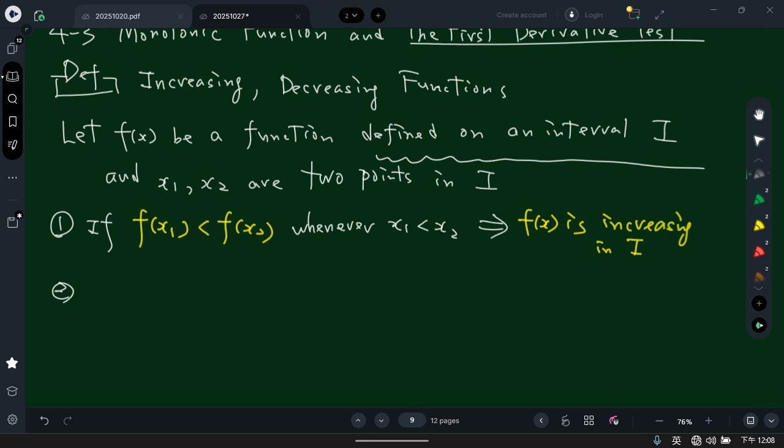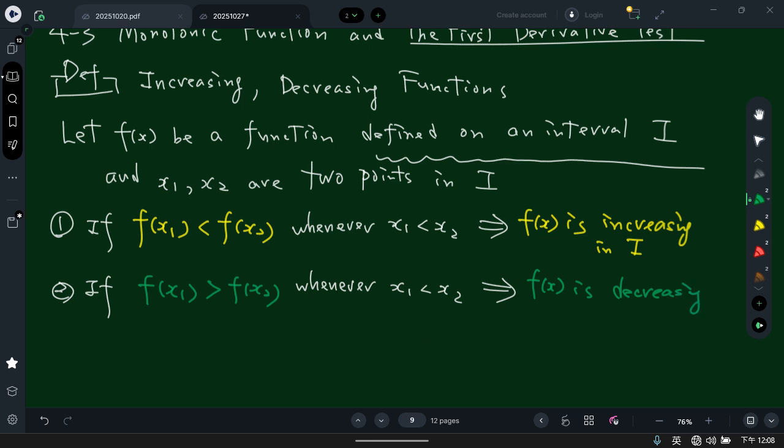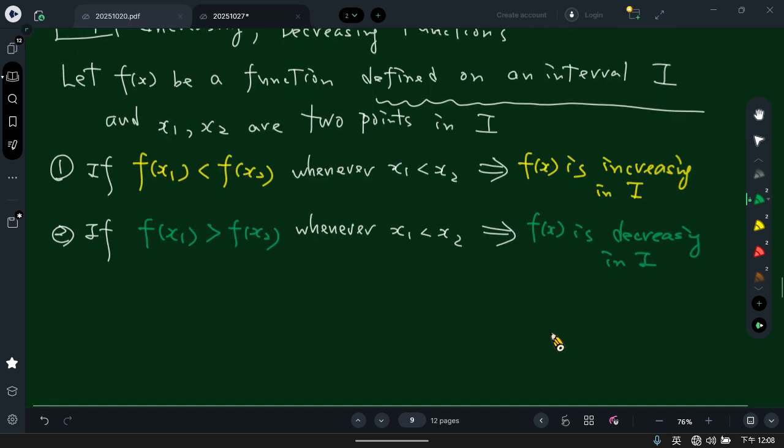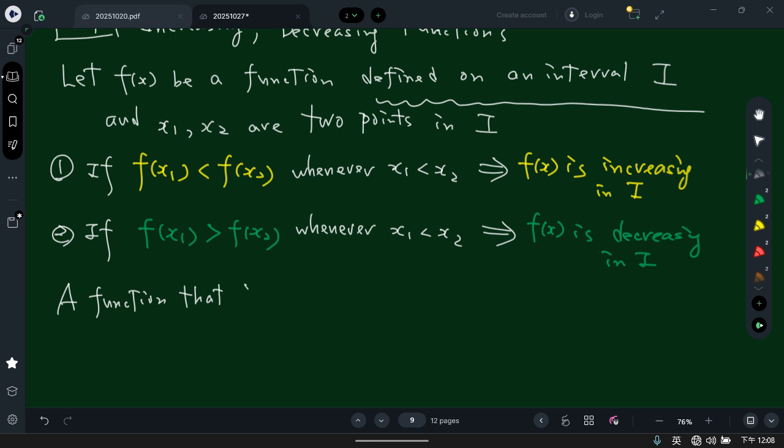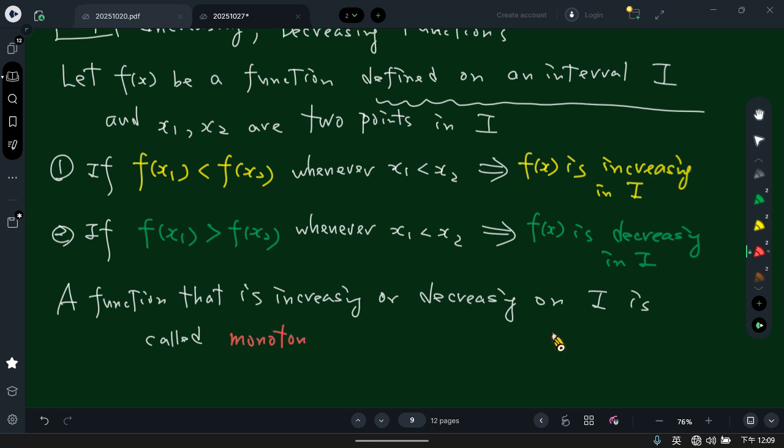And the second one, if f of S1 is always larger than f of S2 whenever S1 is less than S2, then we will say f of S is decreasing in I. So again, we just focus on the interval I. So if a function is either increasing or decreasing on this interval I, we call it monotonic in I.